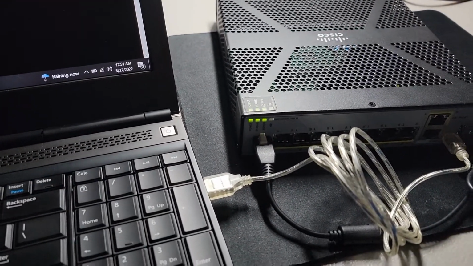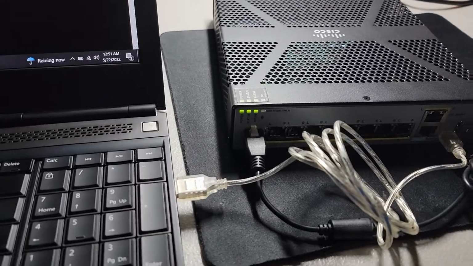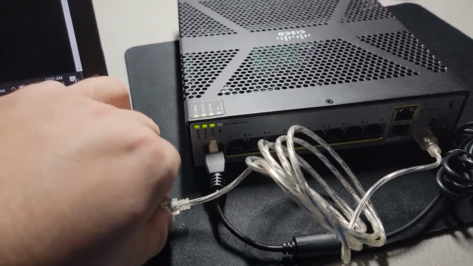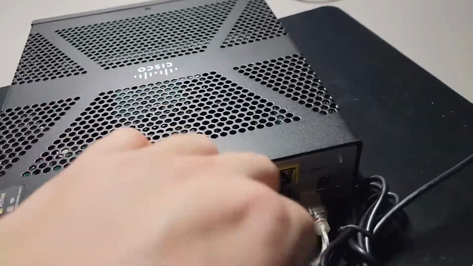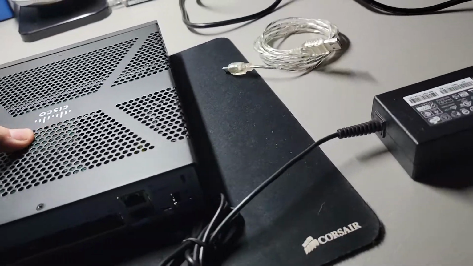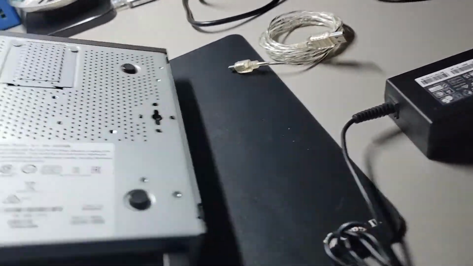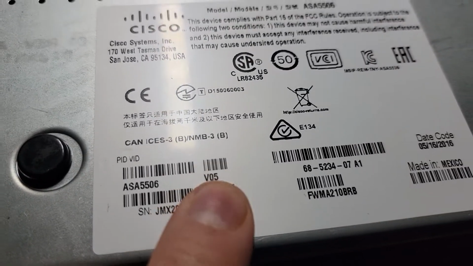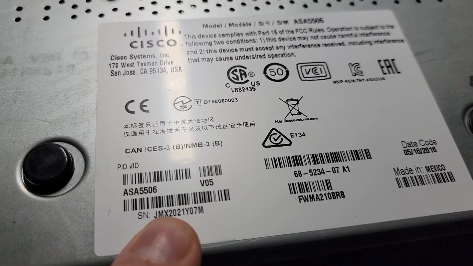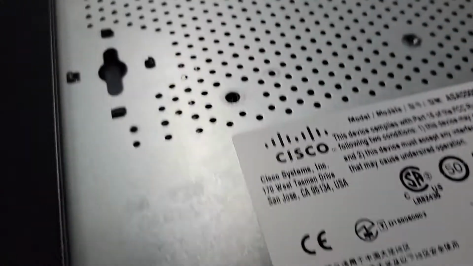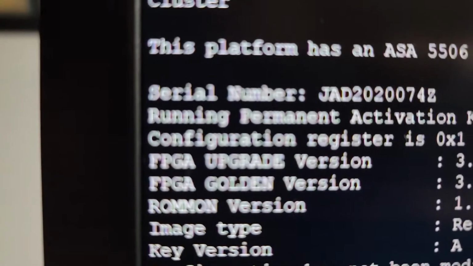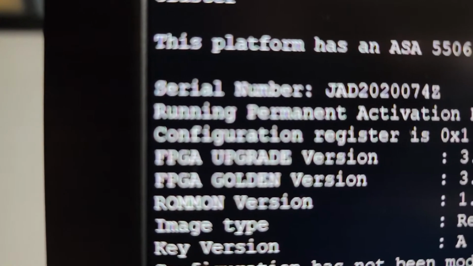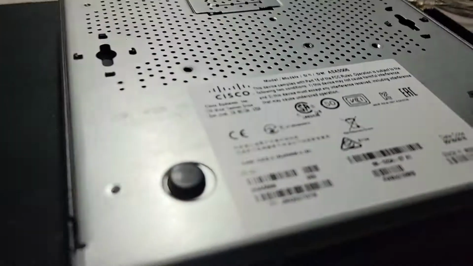Interestingly enough, I bought this ASA a couple years ago on eBay, and what was interesting about it was that the bottom label on the ASA shows that it is a version 5, but also that the serial number is a JMX202. We go here and we look. The serial number that I have on this ASA is definitely not JMX202.